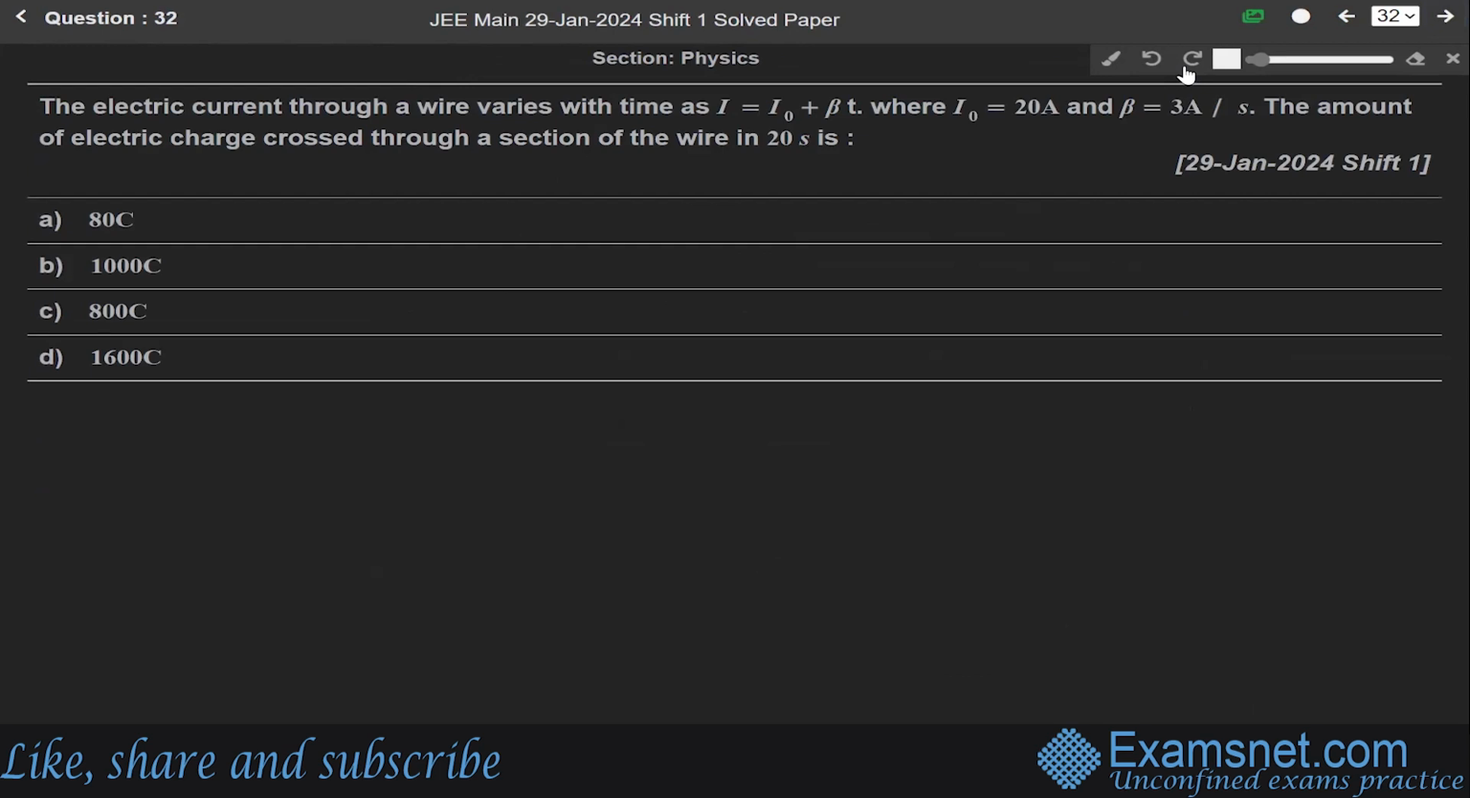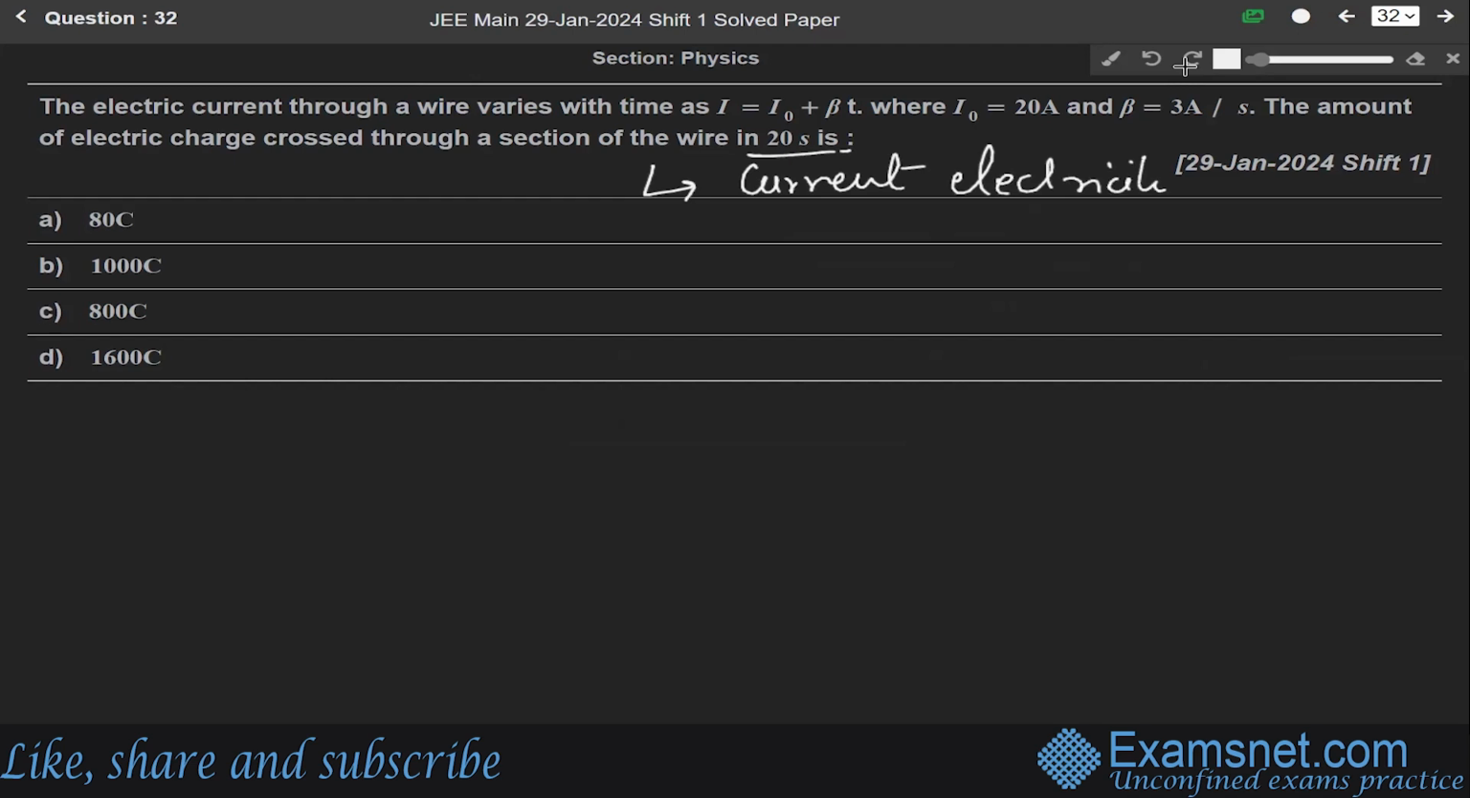This question says that the electric current through a wire varies with time as I equals I naught plus beta t, where I naught is 20 ampere and beta is 3 ampere per second. Find the amount of electric charge crossed through a section of the wire in 20 seconds. This question is from the chapter of current electricity.